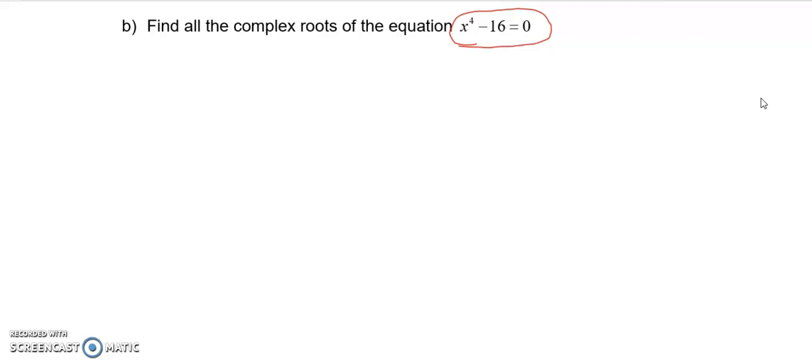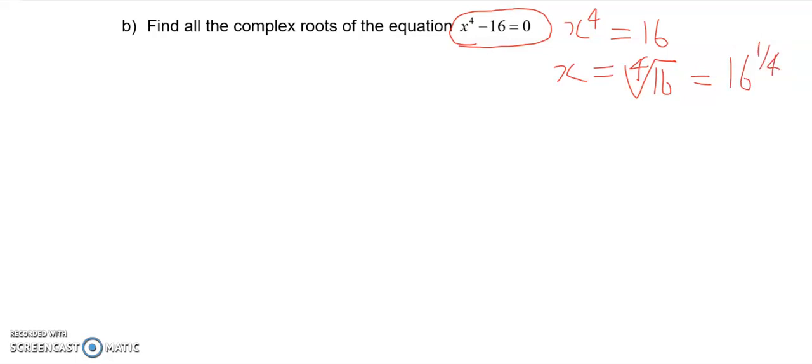So the first thing we need to do is to get the x, the variable, by itself in this equation. If I bring my 16 to the other side first, I'm going to have x to the power of 4 equals 16. And of course, to get the x by itself, I would have to take the fourth root of both sides. So x is equal to the fourth root of 16. And if we write that as an exponent, that becomes 16 to the 1 over 4.